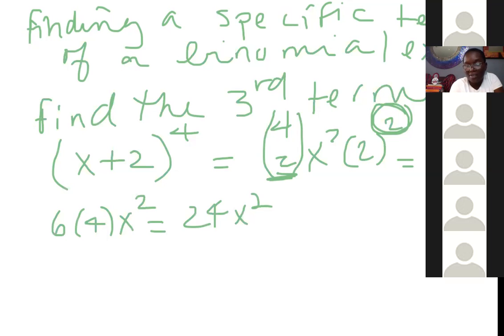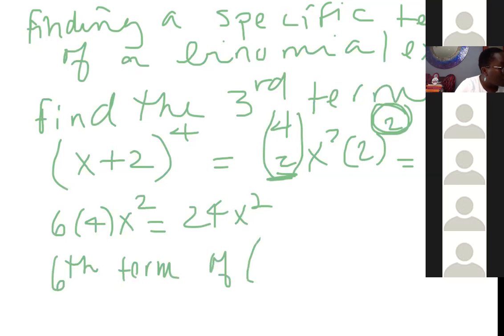Does that make sense? Okay, so sounds to me that you guys want something harder. Okay, so here's one. Find the sixth term of x plus 2 to the 9th power. Okay, to help you guys along, I'll give you the general formula in a little bit.